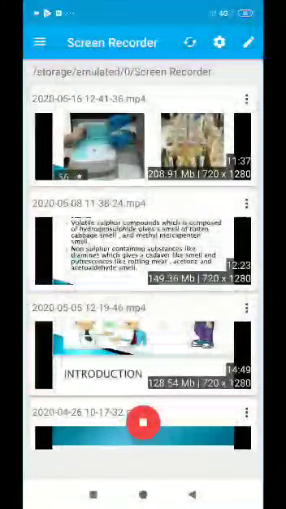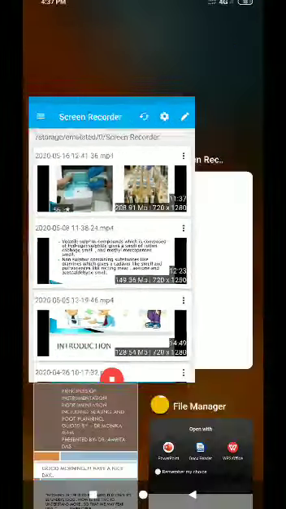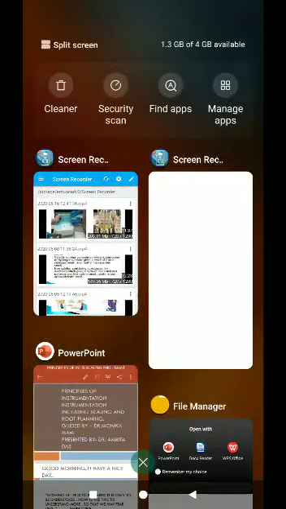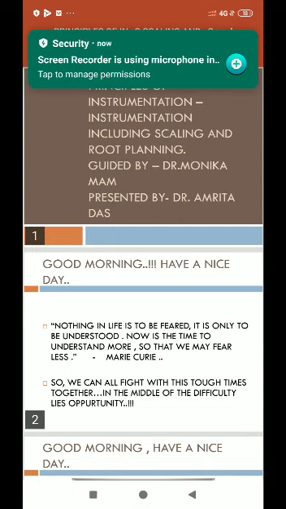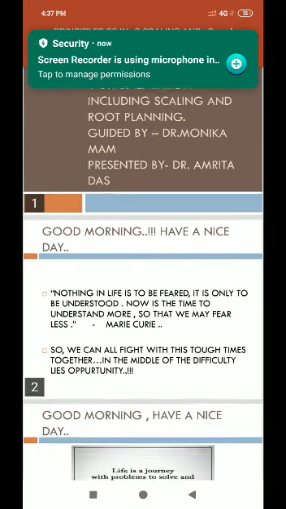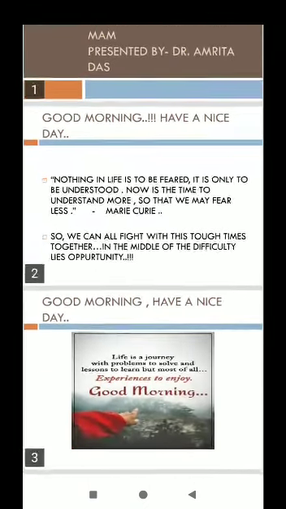Good morning, all. Today's lecture for UGs is on the topic Principles of Instrumentation, including scaling and route planning.